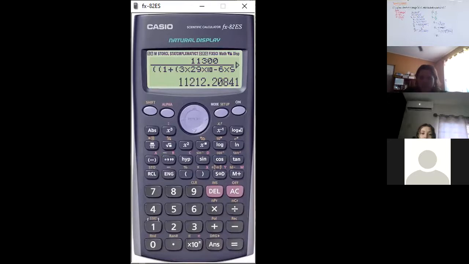11,212.21. 11,000, 212 point 21. And obviously, the units will be kilograms per cubic meters.